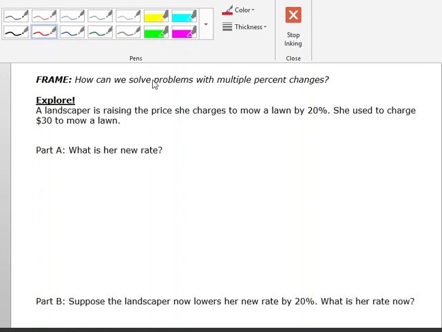All right, gentlemen, we are going to review the lesson from Thursday, January 18th. And this lesson has one of the sort of harder to grasp concepts of percents.